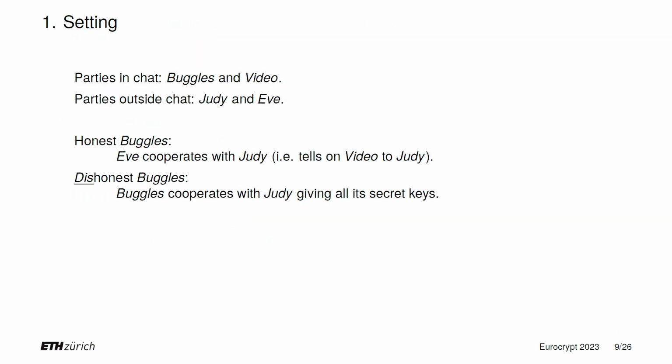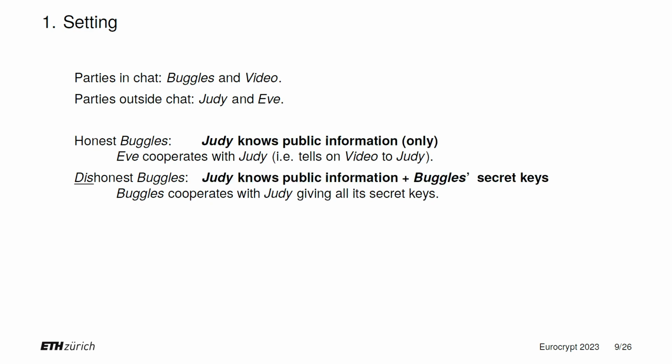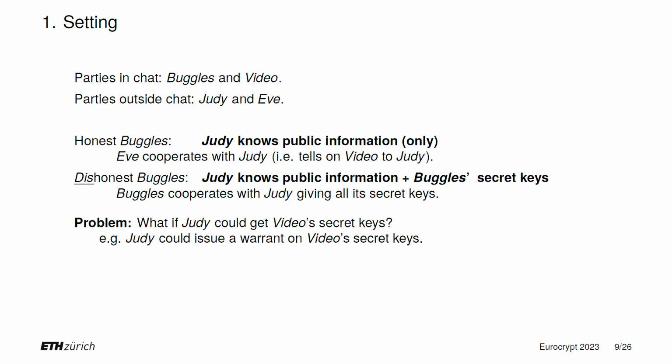So to summarize, if Buggles is honest, Eve will be cooperating with Judy, and in this case, Judy only knows public information. And if Buggles is dishonest, then Judy will know public information, but now also Buggles' secret keys. But then there is a question. So Video is under suspicion, so what if Judy maybe could somehow get Video's secret keys? And this is the setting that we consider in this work.